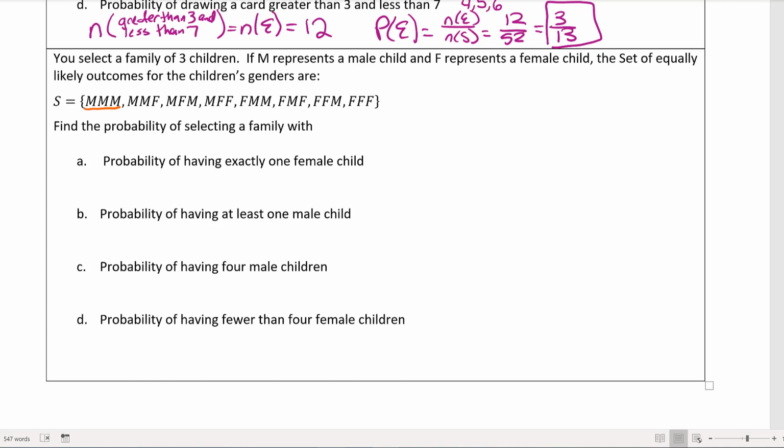So I can tell you right now the number of ways that we could get our sample space: we have 1, 2, 3, 4, 5, 6, 7, 8 different choices of the way you can have a family of 3. So now I'm going to find the probability of having exactly one female.